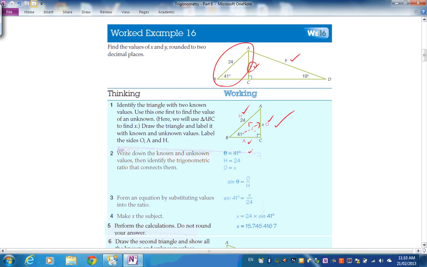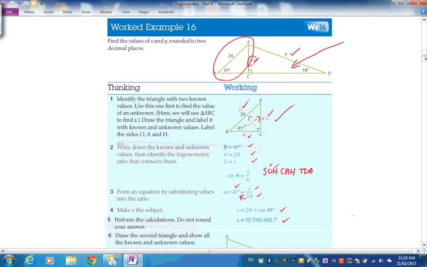Then we list the information. Always the same process. I prefer you to actually put in SOH CAH TOA at this stage, so that you can make the choice. Yes, I've got sine because it's opposite over hypotenuse. It's x over 24 is the sine of 41. This is going back to the beginning problems where we knew an angle and one side and we had to find the missing side. Do you remember? You multiply by 24 and get x. We're not going to round it. Why? Because now we have to use it as the go-between side to go into the next triangle.